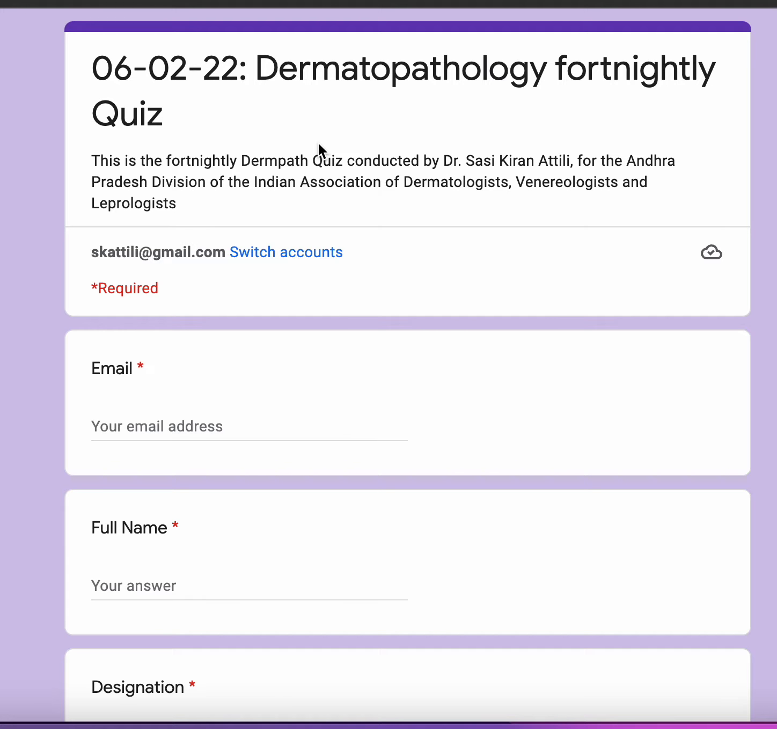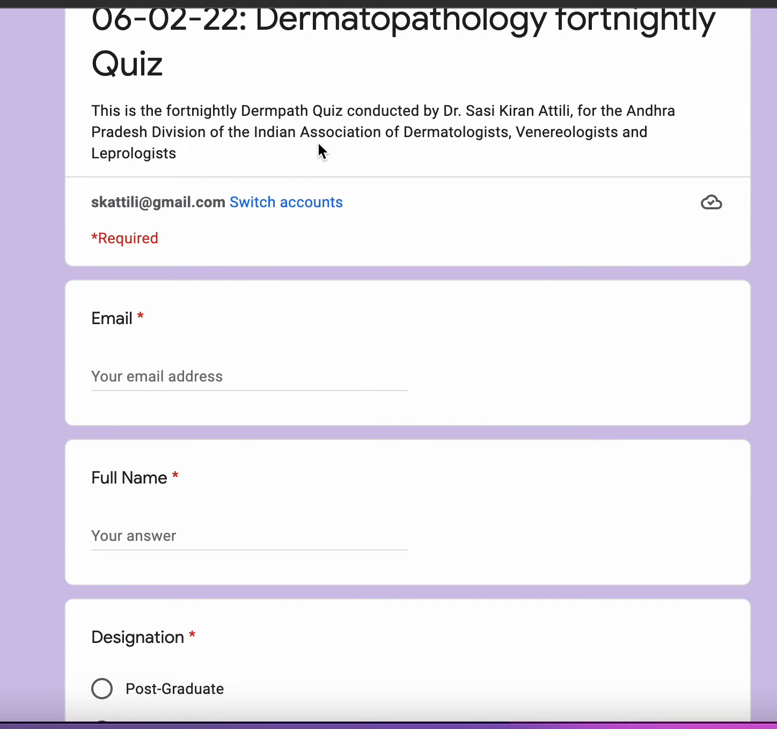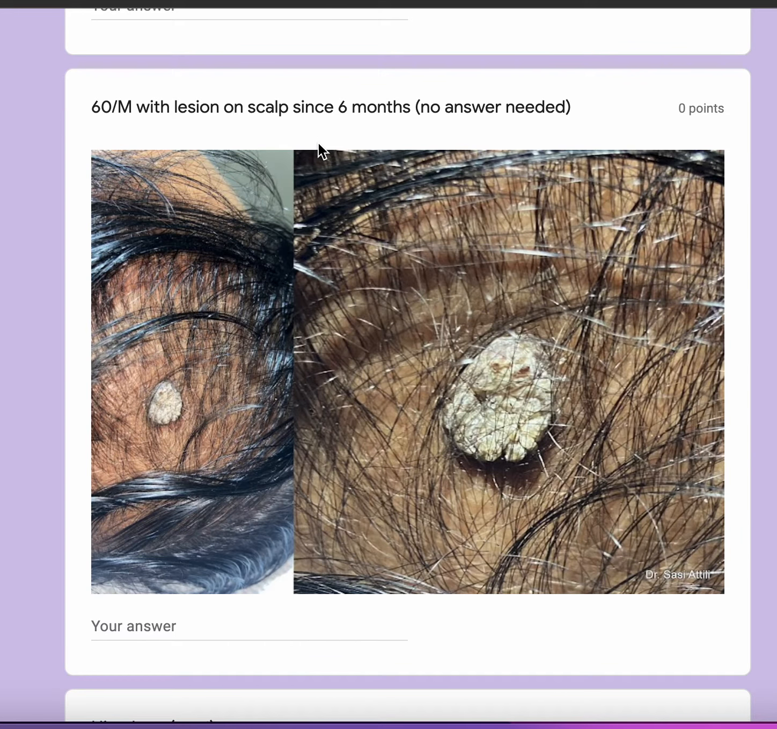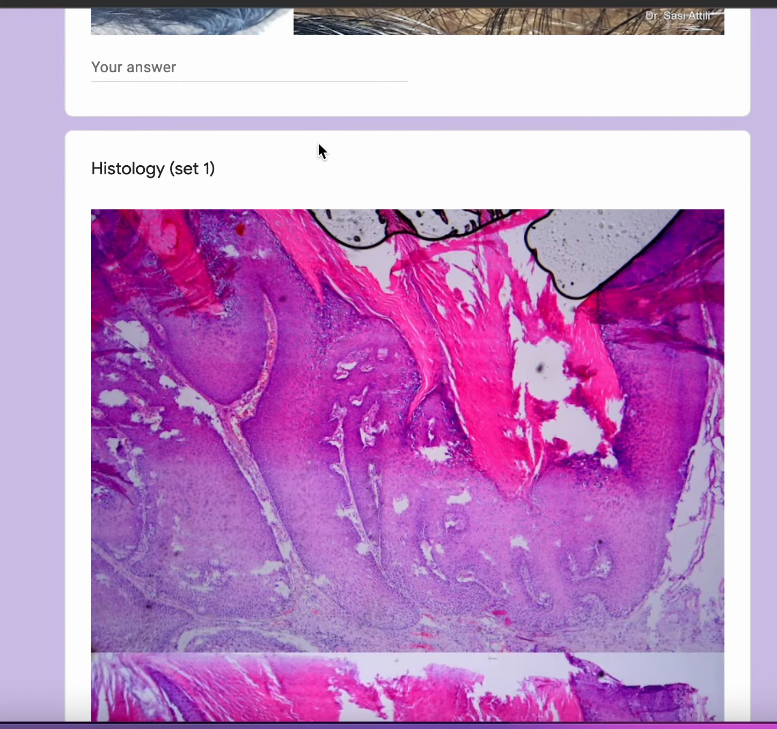So here's the answer to the quiz on the 6th of February. The lesion presented is a typical lesion on the scalp. It's a 60-year-old male. I think the age is the only sort of red herring, but clinically it looks quite characteristic. It's a warty lesion, quite well circumscribed, and it's been there for 6 months.